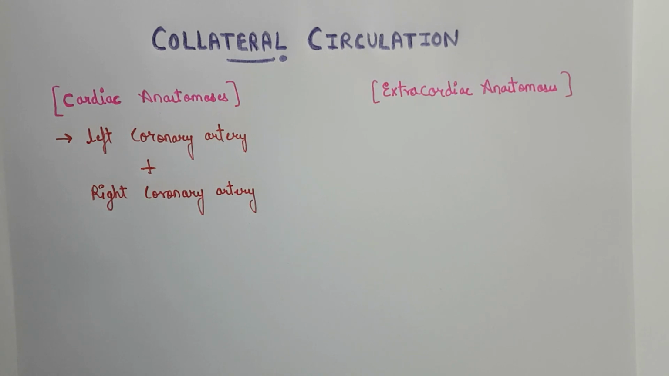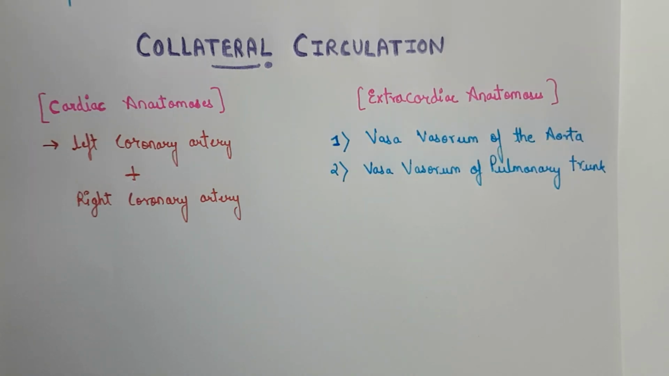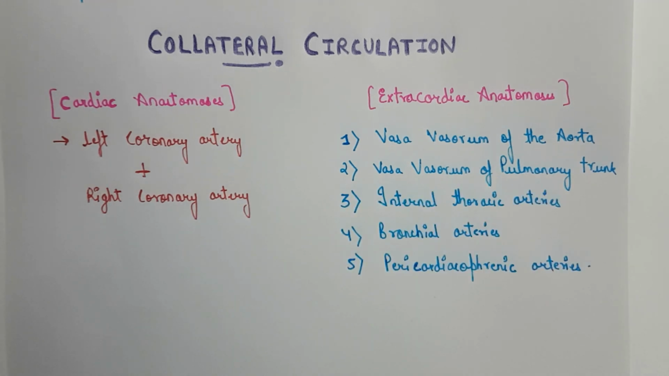Whereas in the extracardiac anastomosis, both the coronary arteries of the heart anastomose with the following. So, in extracardiac anastomosis, the left and right coronary arteries anastomose with the vasa vasorum of the aorta and of the pulmonary trunk, and also with the internal thoracic arteries, bronchial arteries and the pericardiacophrenic arteries as well. One thing to note is that the third, fourth and fifth arteries anastomose through the pericardium.